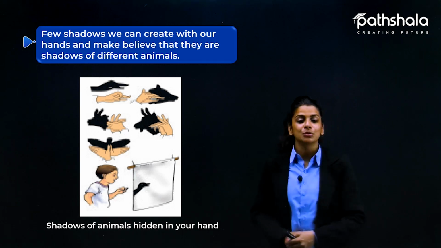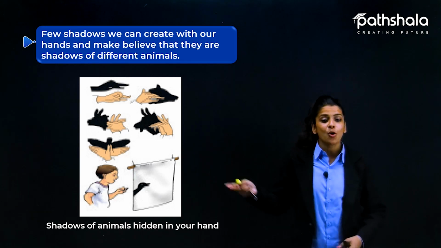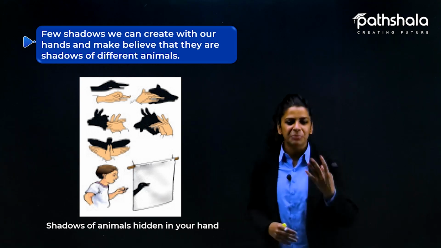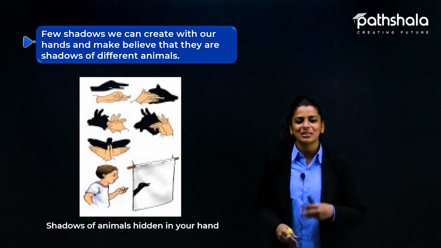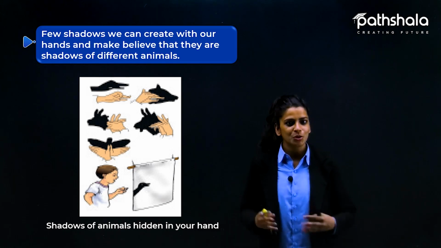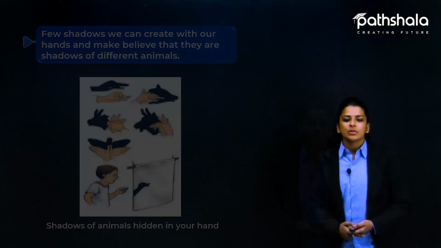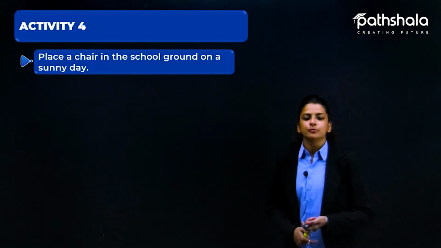So this is how it will look. You can form shadow of dog, rabbit, bird using your hands. So it's a very interesting activity and it's a very fun thing to play, also to learn side by side. So next activity is activity number 4.